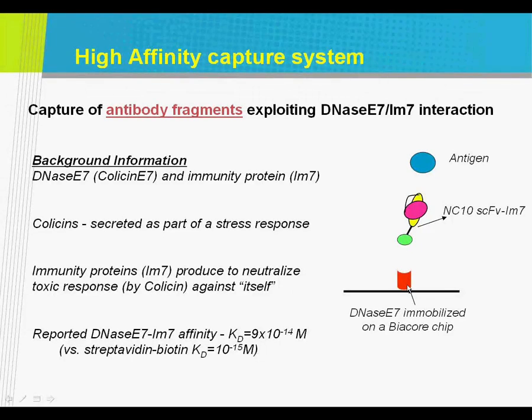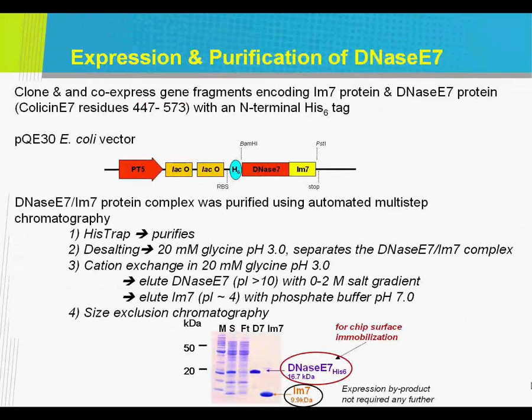The only thing to mention here is that if one wants to produce DNase E7, because in E. coli it's so toxic, it has to be co-expressed with the immunity protein. So what you're actually doing is making a complex. Your expression produces a complex of the DNase E7 and IM7 that can then be purified. In this case, we had a His-tag at the N-terminus of the DNase E7. We purify the complex and then use ion exchange chromatography and other methods to separate the two proteins.